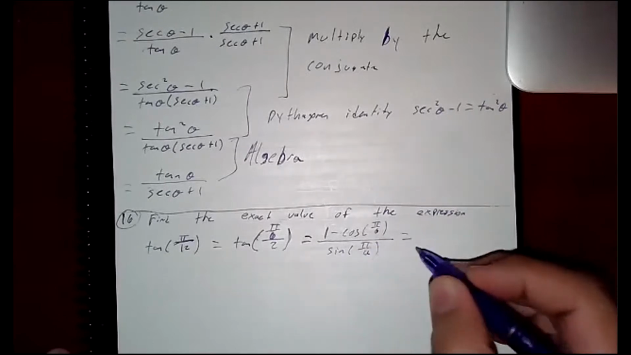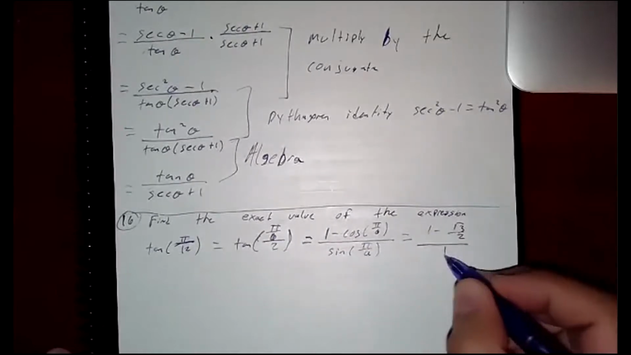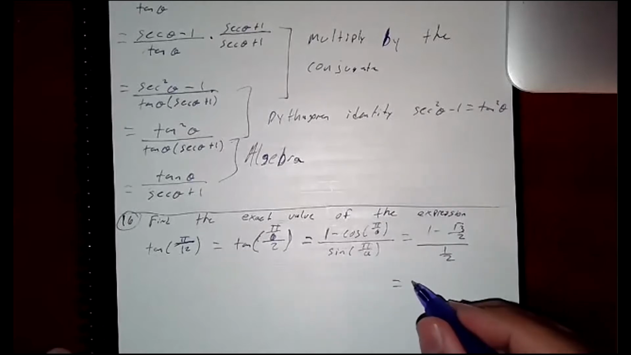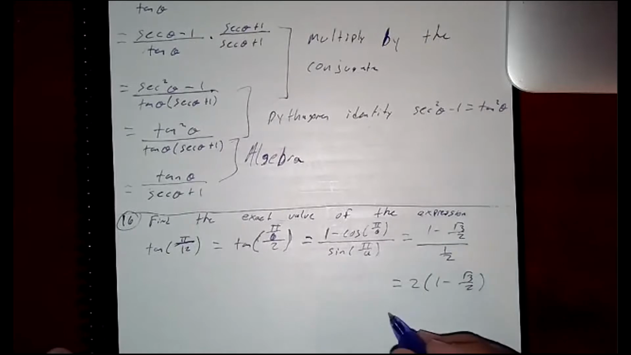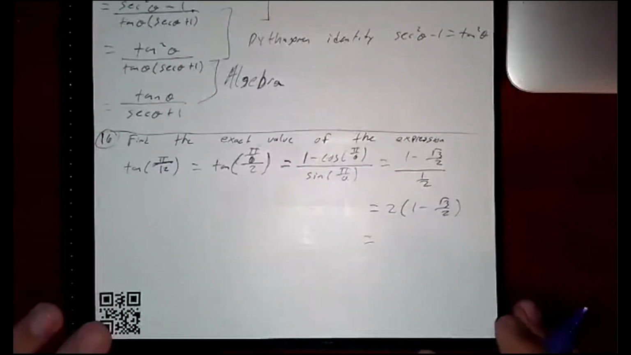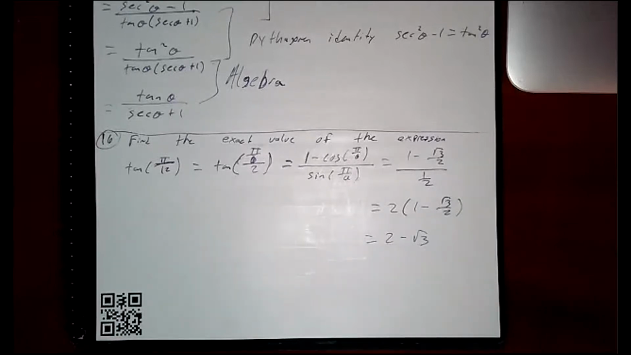So that would be 1 minus square root 3 over 2, over 1/2, right? Which would be the same as 2 times 1 minus this stuff, which would then be 2 minus root 3. So that's way easier than the last one. So yeah, answer is D. Are there any questions on the 16 problem?